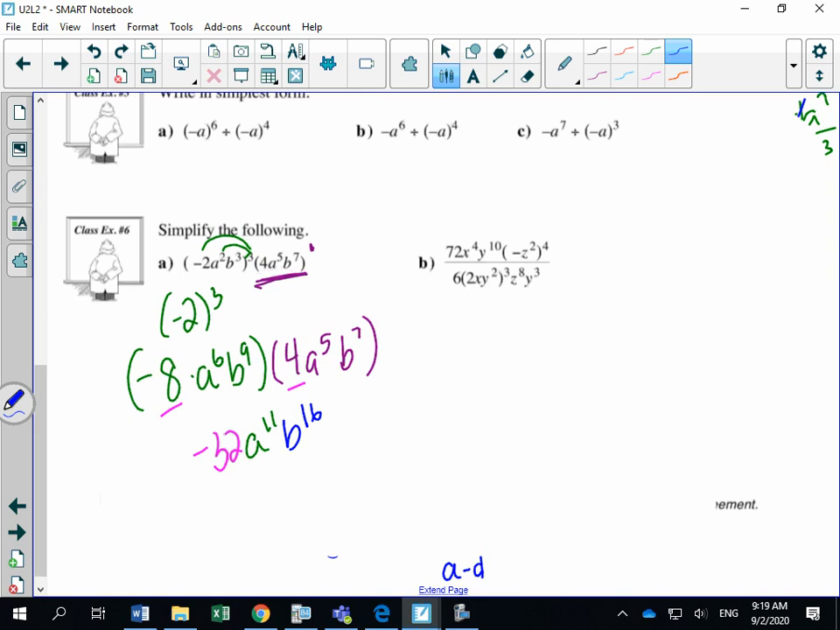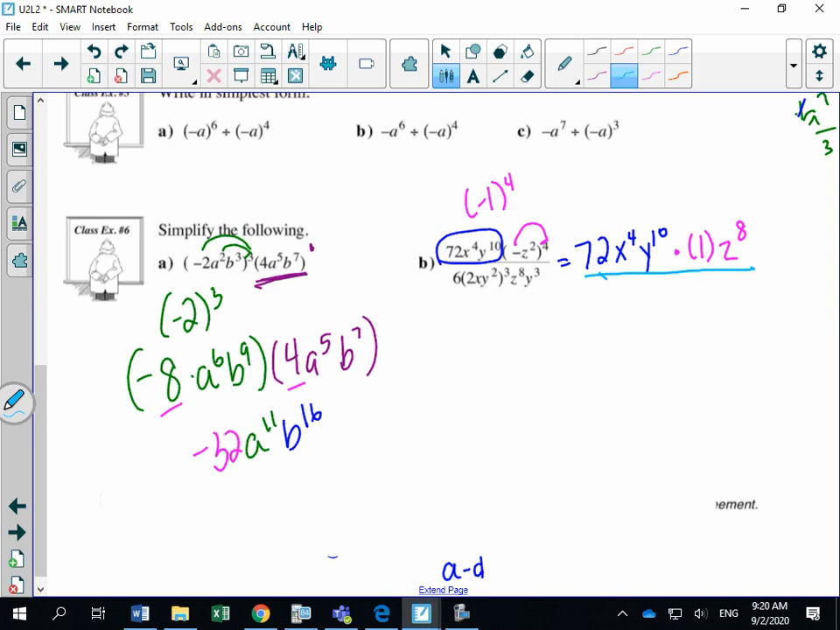Okay, for b, there's nothing I could really do here. So let's copy that. 72 x to the 4, y to the 10 times, let's distribute that 4 in. So negative 1 to the power of 4 is going to be 1. And then we're going to have z to the 8. So that's my numerator so far.